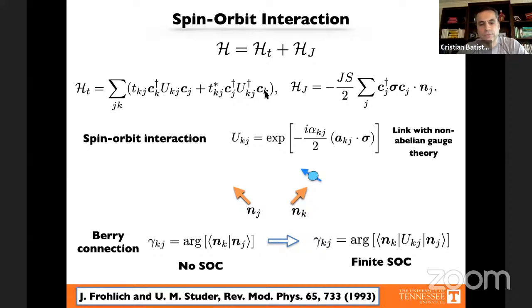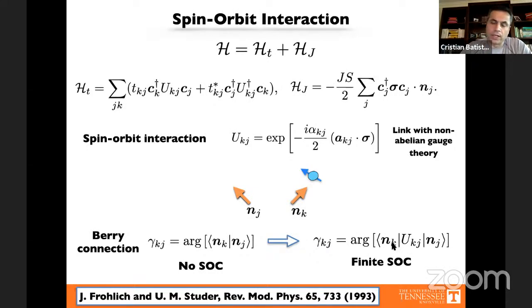The Berry connection, for instance. Well, clearly before, for the SU2 invariant theory, I told you that the phase that the electron picks up when it moves from site J to site K is simply the argument of this overlap between NJ and NK. But now I have to account for the fact that the spin is rotating. So what I have to project is not NJ onto NK, but UKJ applied to NJ, that will give me this final spin orientation, with NK. So now, for the Berry connection, we have to compute the argument of this matrix element of the SU2 matrix UKJ between the initial orientation of the spinor and the final state of the spinor, right? That is the way in which the spin-orbit coupling will modify the Berry phase.